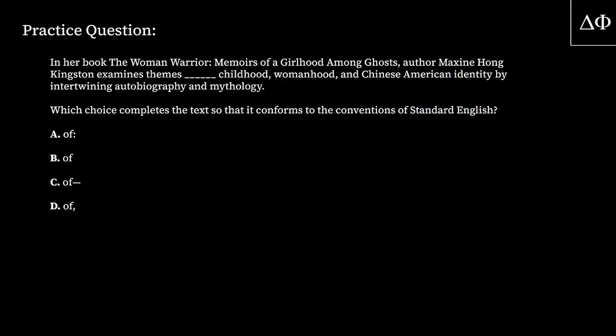Let's take a look at this practice question. In her book, The Woman Warrior: Memoirs of a Girlhood Among Ghosts, author Maxine Hong Kingston examines themes blank, childhood, womanhood, and Chinese American identity by intertwining autobiography and mythology. Which choice completes the text so that it conforms to the conventions of standard English? We can see that this is a list. Since colons and dashes can introduce lists and they're in the same place here, we can eliminate both because they cannot both be correct answers. A comma cannot introduce a list, so this is wrong. So it has to be B. And indeed, the correct answer is B.